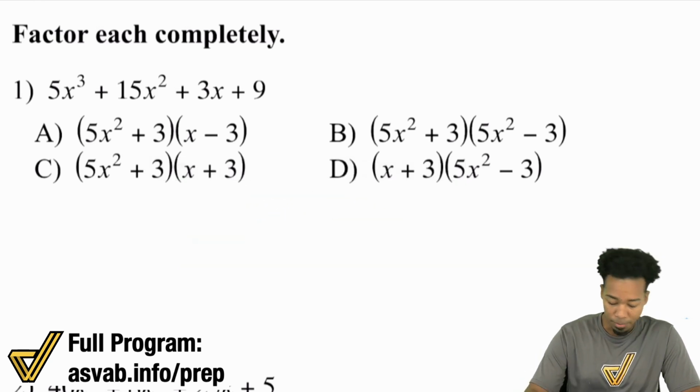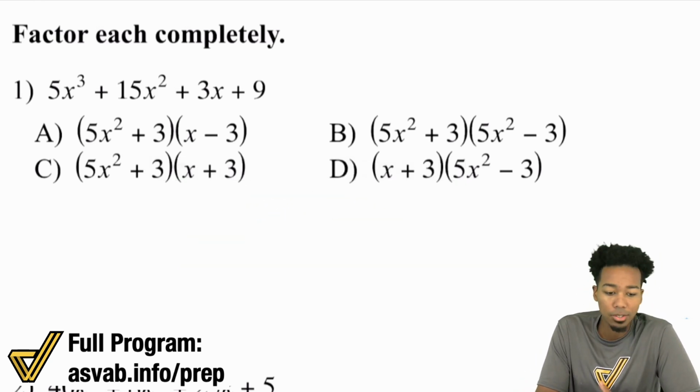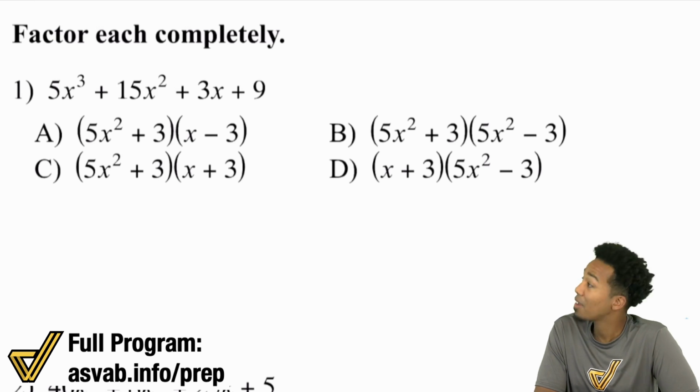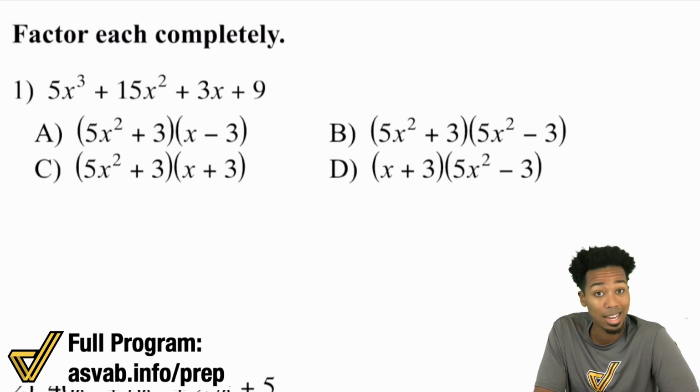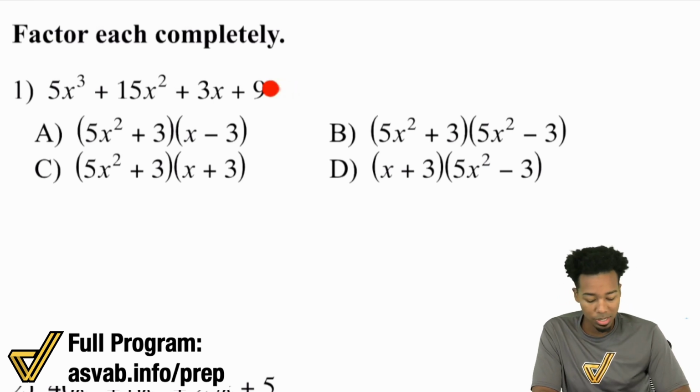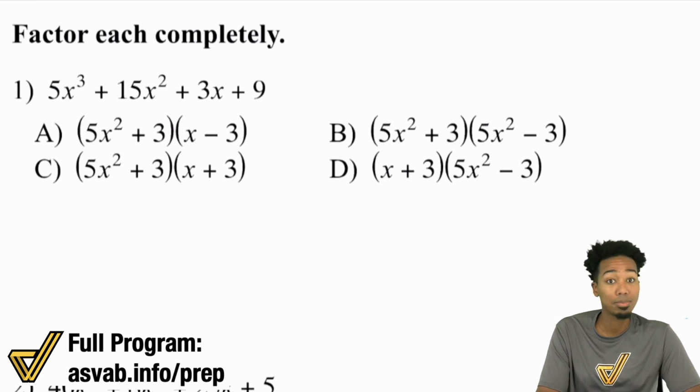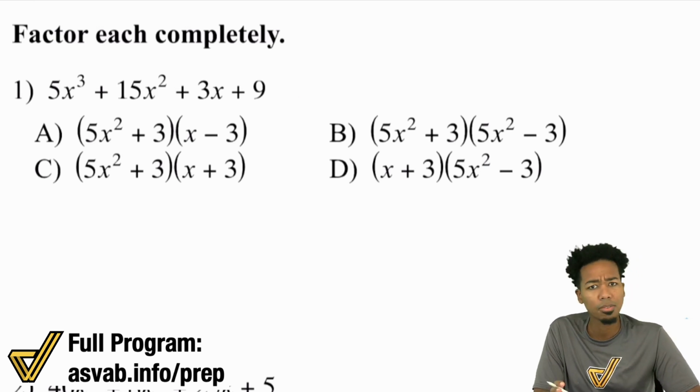All right, so over here, our first question says, factor completely, 5x cubed plus 15x squared plus 3x plus 9. Let's go ahead and tackle this and learn how to do it. I'm telling you right now, this is going to be very straightforward, just like the other stuff we've been teaching, as long as you pay attention and practice along.